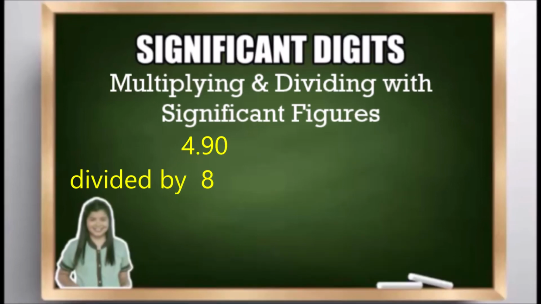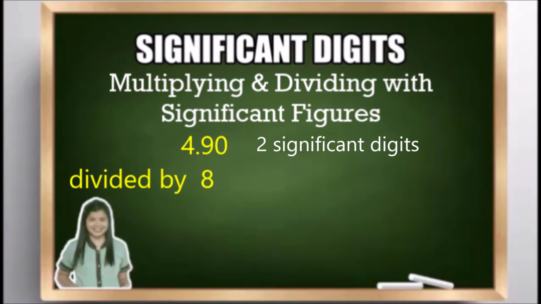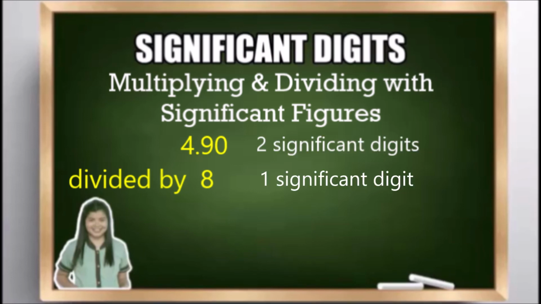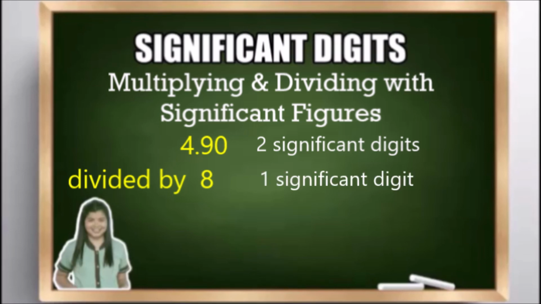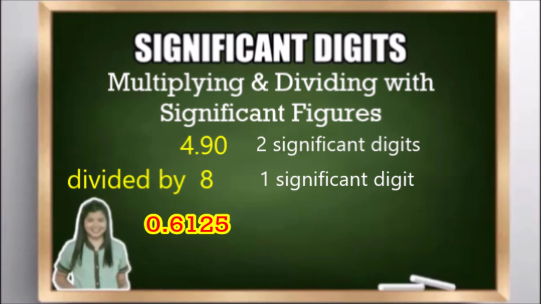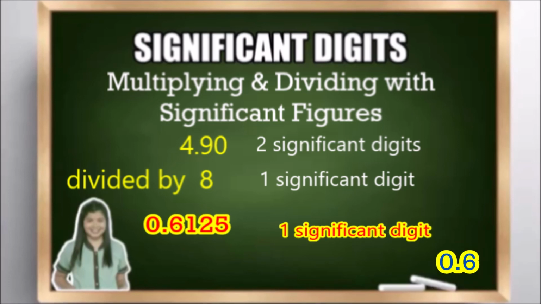Okay, next example, we have 4.90 divided by 8. So the same thing, we are going to identify the number of significant digits each number has. So for 4.90, there are two significant digits because the 0 there is not significant based on rule number 5. And for 8, there is only one significant digit. So if we are going to divide 4.90 by 8, the result is 0.6125, and it should have one significant digit, and our final answer should be 0.6.